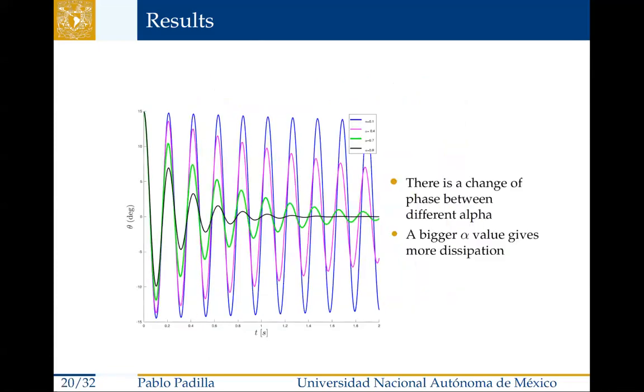What you will see here as well is basically the same picture, just adding the remark that besides the one I already made about bigger alpha, more dissipation, there's a small change in the phase, which might have some important implications as well.